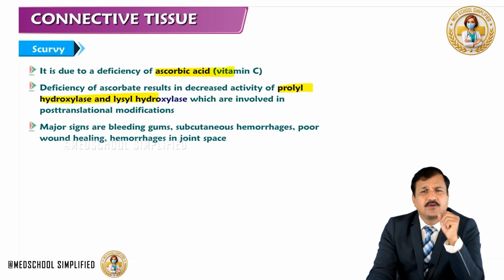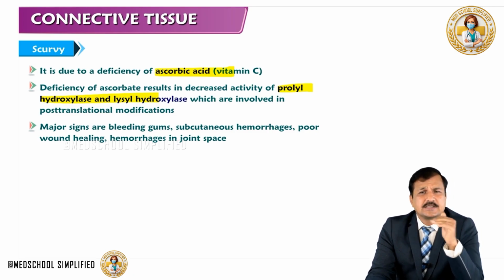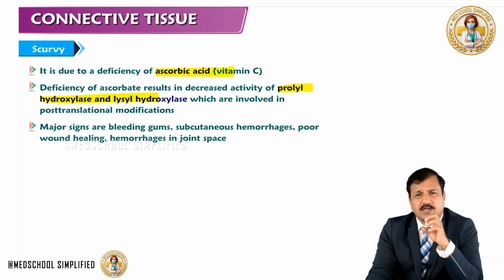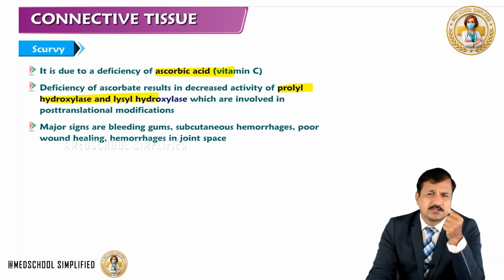Deficiency of vitamin C will lead to decreased activity of these enzymes, thereby decreased hydrogen bond formation in a procollagen molecule, and that will lead to impaired collagen synthesis. That can lead to some of the major signs that we see in scurvy, that is bleeding in the gums, bleeding in the skin like subcutaneous hemorrhages, poor wound healing, and bleeding in the joint space. These are some of the signs we see in scurvy.